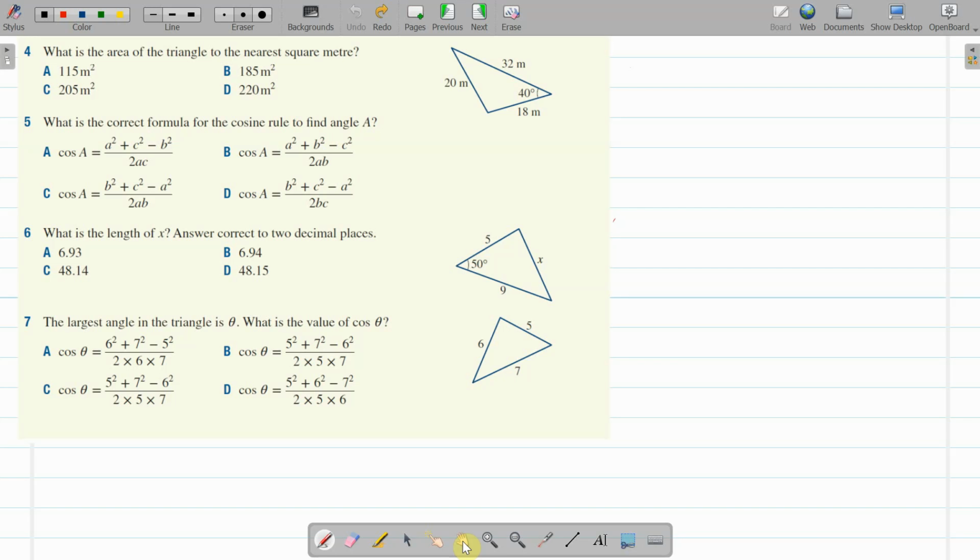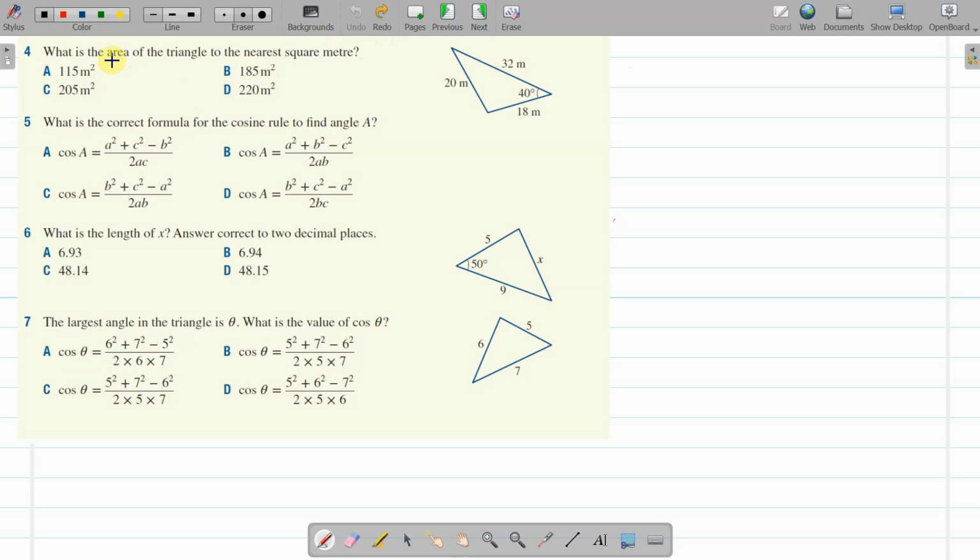Well, hello Year 12. Here we are, revision video, topic 4, non-right angle trigonometry. The chapter revision question, chapter review, and we're doing these for multiple choice.